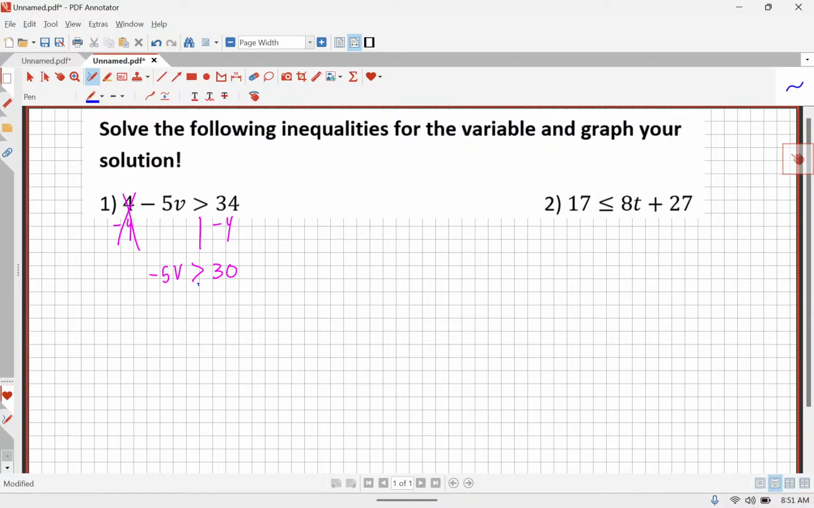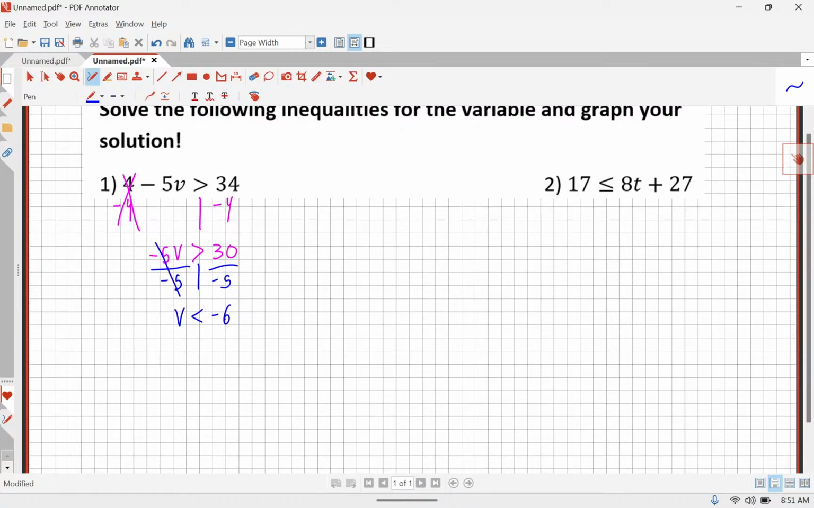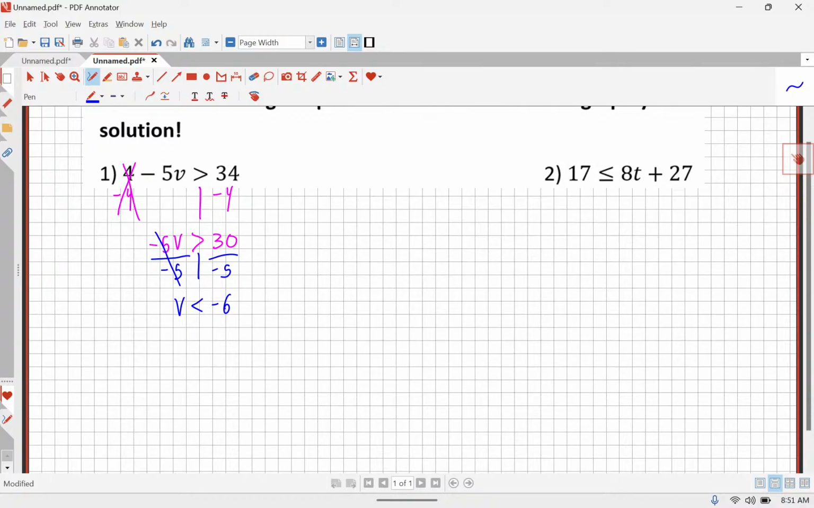Then I divided by negative 5 and flipped the inequality. Beautiful. Why do you flip the inequality? Because I divided by negative 5. Because we divided both sides by negative 5. If you multiply or divide both sides by a negative. Yeah. So v is less than negative 6. Is that what you got there, Henry? Yeah. Perfect. How many of us got v is less than negative 6?